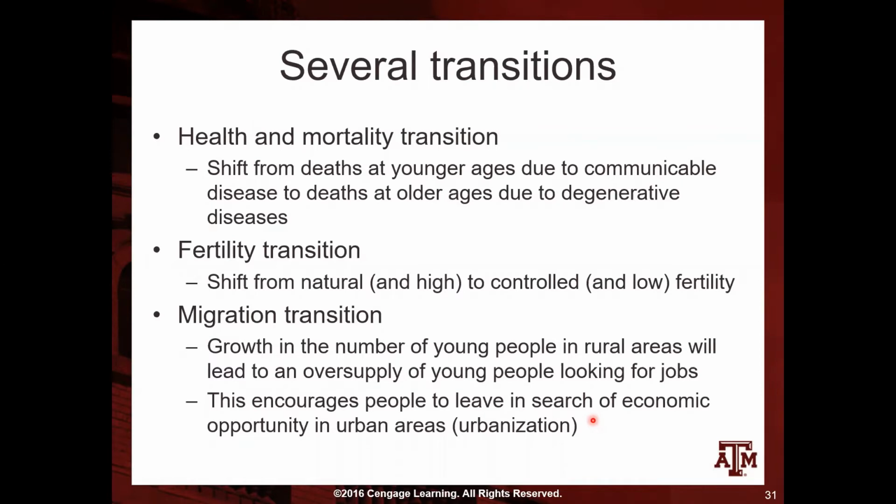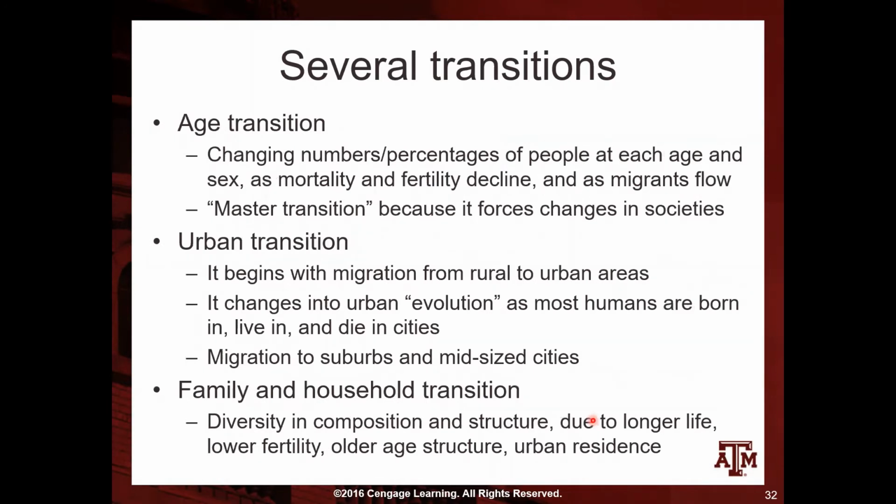So these are the overall transitions in terms of mortality, fertility, and migration. And they influence the age transition. The change in numbers or the change in proportions of people at each age and sex as mortality and fertility decline, and as we see people migrating from one area to the other. This is called the master transition because it's influenced by everything, by mortality, fertility, and migration. And it forces societies to change in order to adapt to the changing age composition.